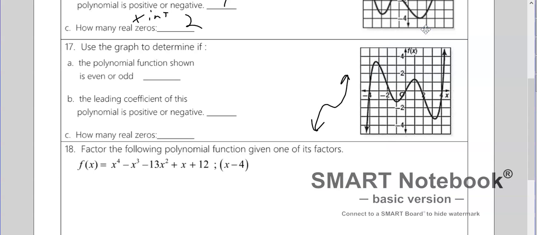First off, we know it's odd. Most likely a 5 or a 7. The lead coefficient is positive because that's the direction it's going. How many real zeros? 1, 2, 3, 4, 5. So it is a fifth power.